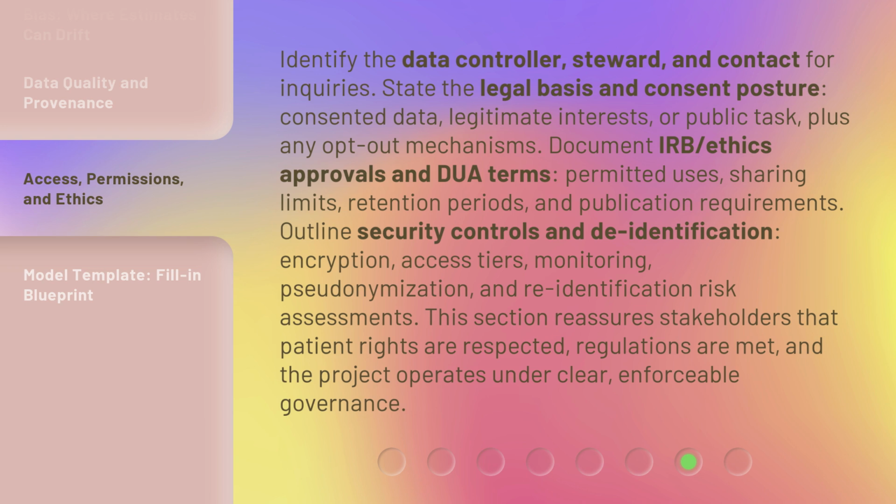Outline security controls and de-identification: encryption, access tiers, monitoring, pseudonymization, and re-identification risk assessments. This section reassures stakeholders that patient rights are respected, regulations are met, and the project operates under clear, enforceable governance.